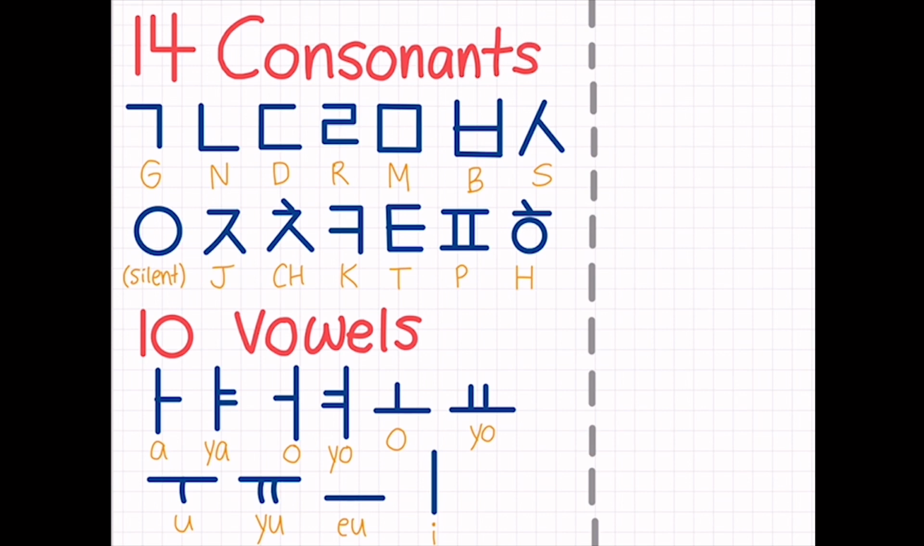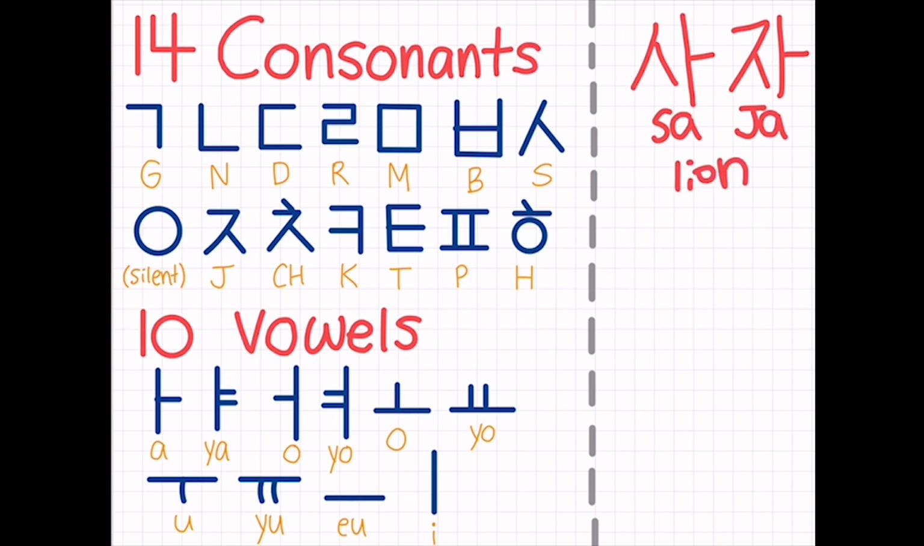So what is this? Siot, right? S, s. And then I'm going to put the vowel together. Ah. Now, when you read it, it sounds like sa. Do you see? Okay. Next, I'm going to write j, jiot. J, and then another ah. So this would read like sa, cha. It means lion. First Korean word, right? Sa, cha.